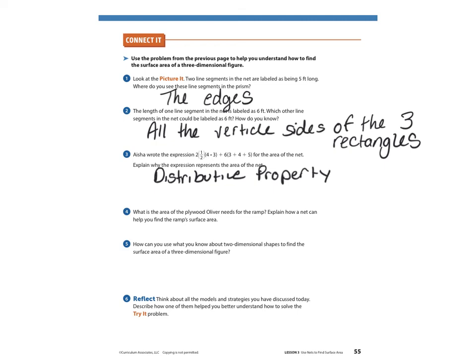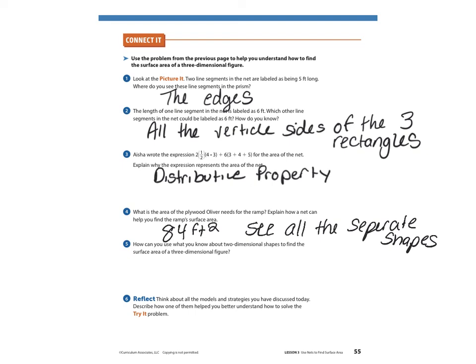Question 4, what is the area of the plywood Oliver needs for the ramp? Explain how a net can help you find the ramp's surface area. Well, we already solved this. We know it's 84 feet squared. Okay, how can the net help us? It can help us see all the separate shapes. So if you're struggling to picture what this looks like flat, a net shows us all those separate shapes. It flattens out the shapes and lets you see them all.